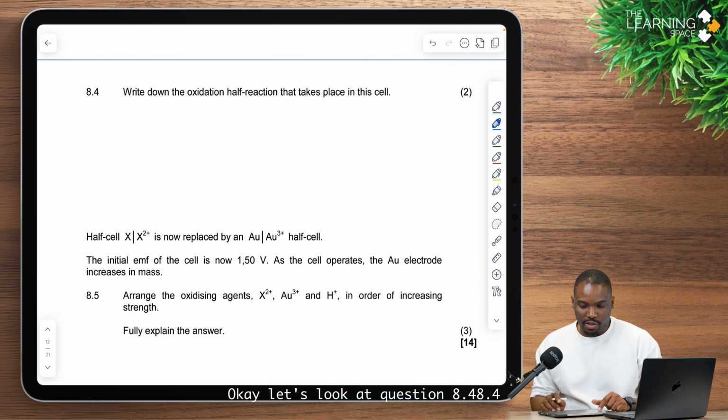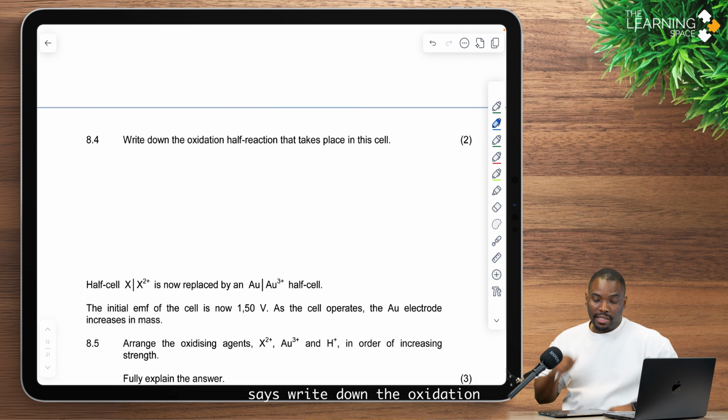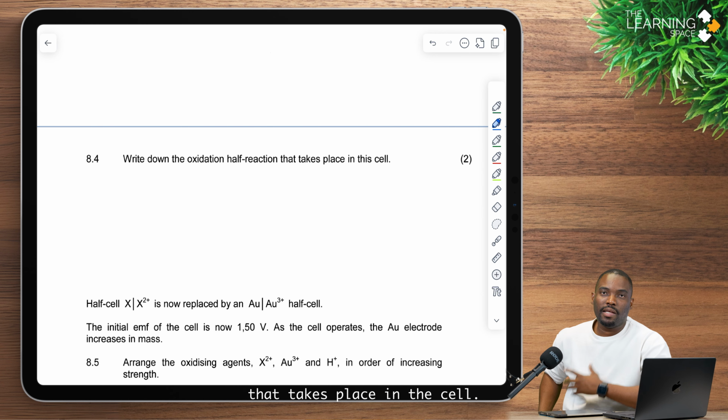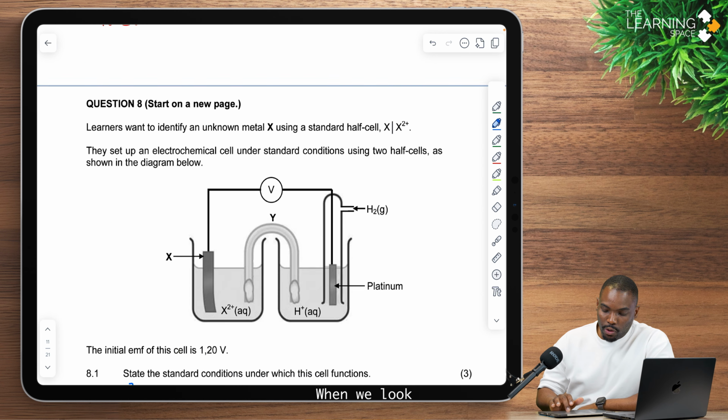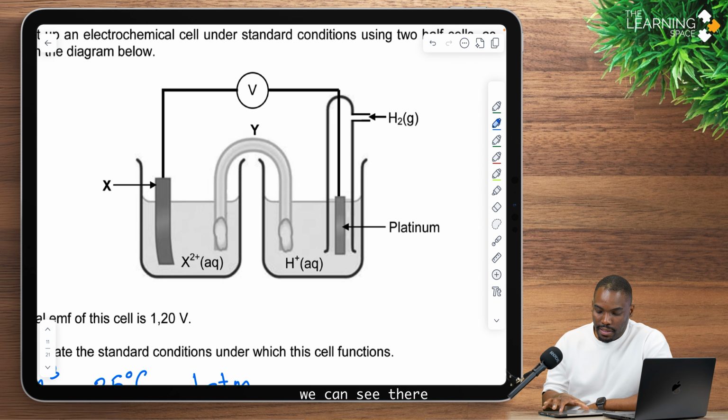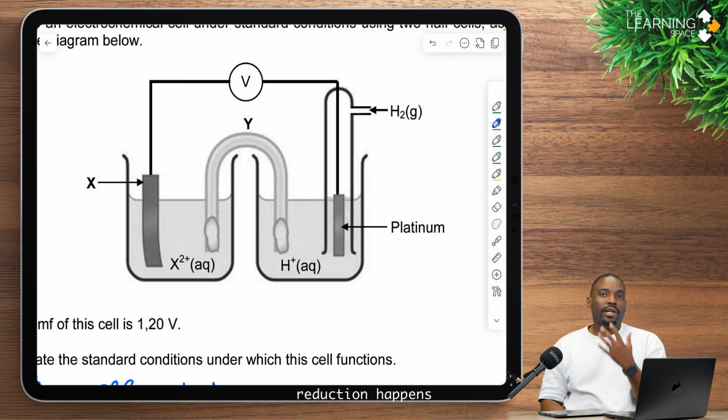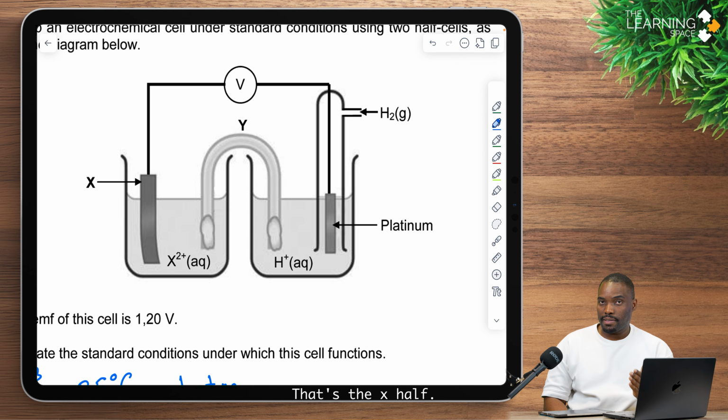Okay, let's look at question 8.4. 8.4 says, write down the oxidation half reaction that takes place in the cell. When we look at our electrochemical cell, we can see there, like we've mentioned already, reduction happens on the left-hand side. That's the X half cell.